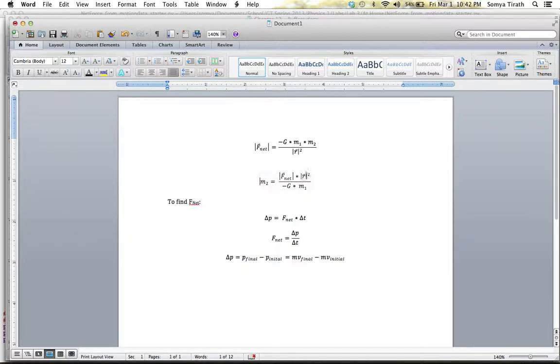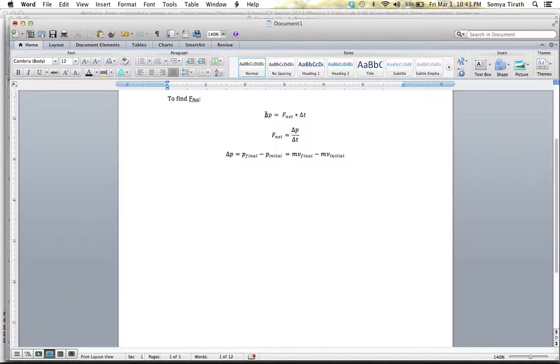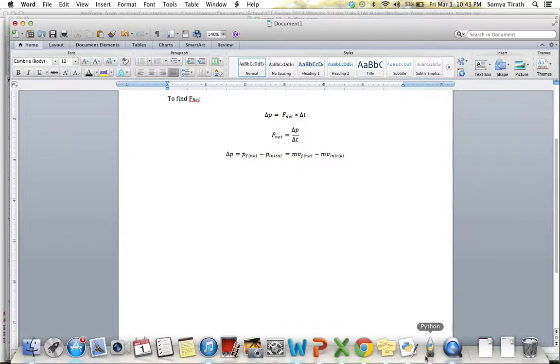All of the following values were given, known, or determined by the Python modeling method. And Fnet was calculated because, by the momentum principle, delta P is equal to Fnet times delta T. Rearranging this, you find that Fnet is equal to dP over dt. And we know that dP is equal to the final momentum minus the initial momentum, which is also the mass times the final velocity minus the initial velocity. So all of these equations were modeled in Python.